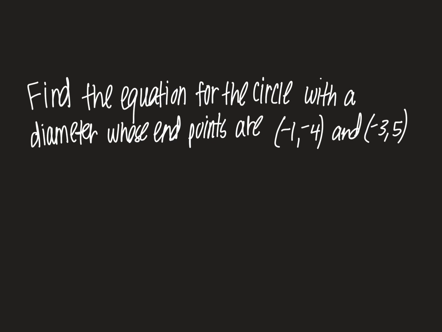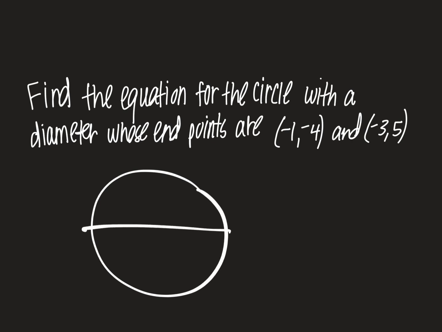So we need to find the equation for a circle, and we are given a diameter, but not exactly. We're given the endpoints of a diameter. A diameter to me is really the length across a circle. So we are given these endpoints.